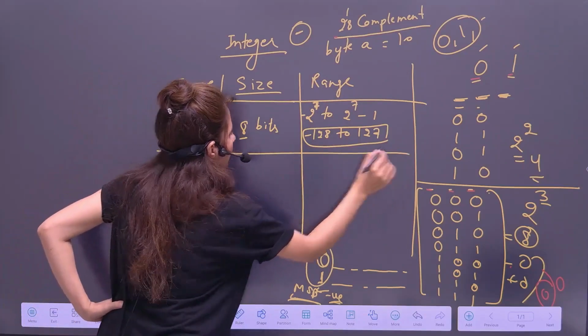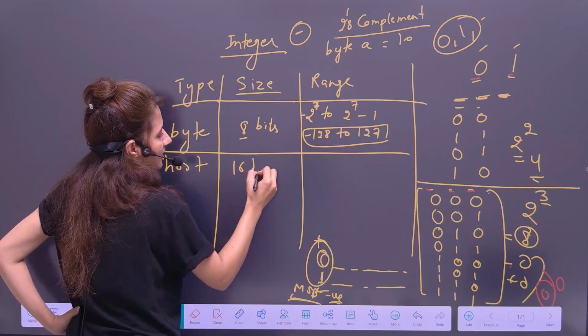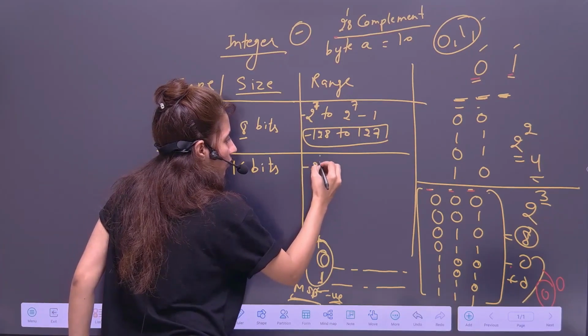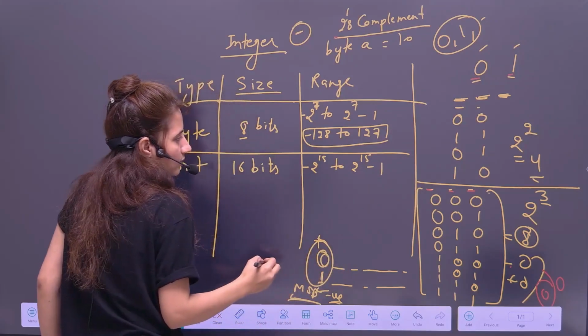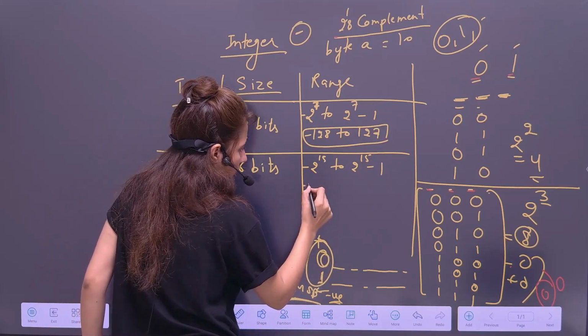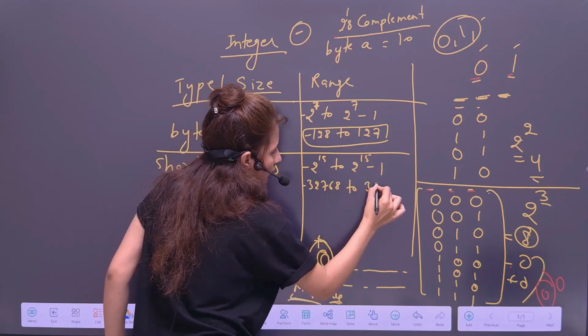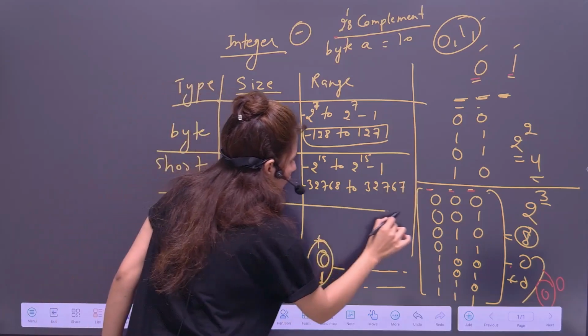Next we have short. For short, 16 bits are required. The range is minus 2 raised to power 15 to 2 raised to power 15 minus 1. So if you calculate this, it will be minus 32768 to 32767. So this is for short.